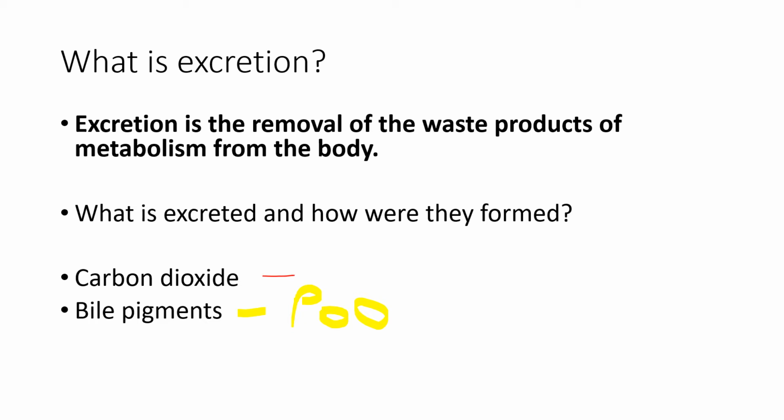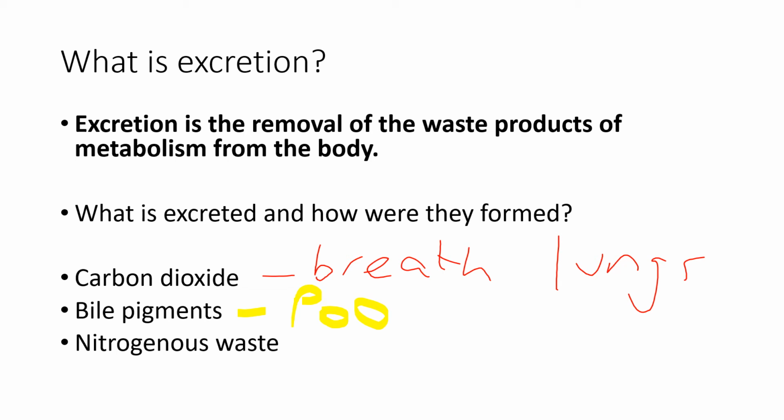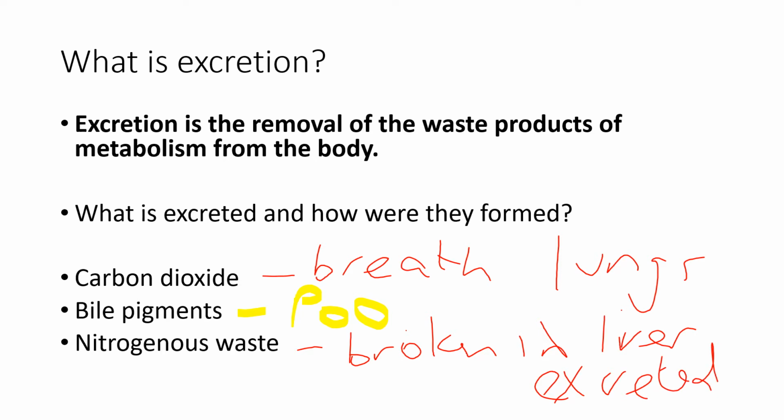Anyway, carbon dioxide, we breathe that out, obviously. So that's breathed out in the lungs. Obviously, we poo the bile pigments out. And then the nitrogenous waste, the urea, that is broken down. So excess amino acids are broken down in the liver, and then that nitrogenous waste is broken down in the liver, sorry, and then excreted, this is terrible, in the kidney.